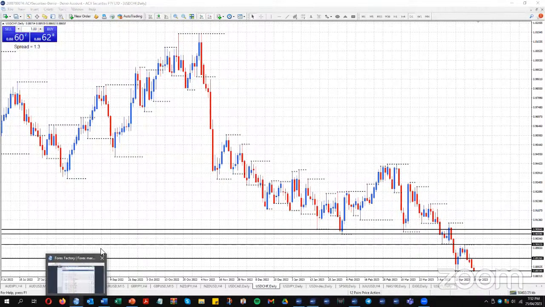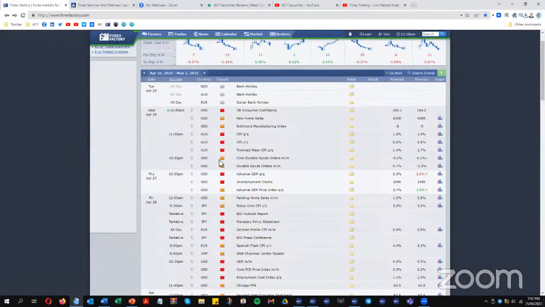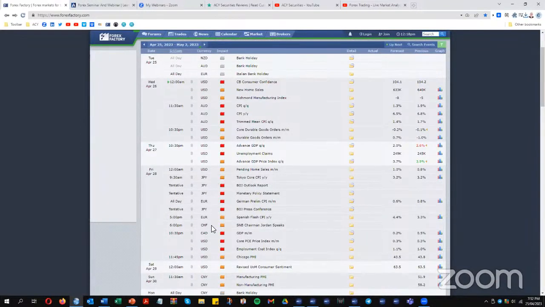I don't see any specific news for Swiss franc other than the chairman, Jordan, speaks. It'll be yellow or orange. I don't really look at it. I'm not seeing any high impacting items that could affect that. For whatever reason, at the moment, dollar franc has just got an amazing sell on it.